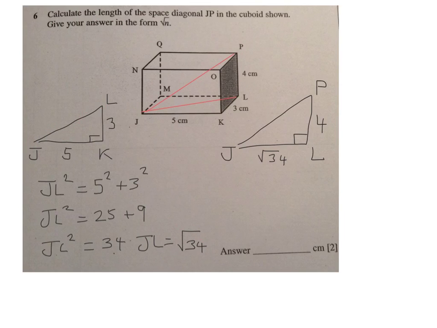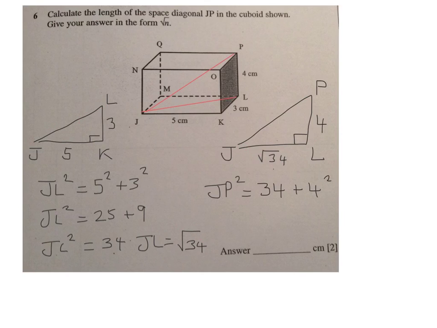So we're going to use Pythagoras theorem again. And we can see it's a 2-mark question, so there's only really one more short step to get to our answer, and this is our 2nd mark. JP squared is equal to the square of JL plus the square of PL. So it's the square of root 34 plus the square of 4. So 34 plus 4 squared.